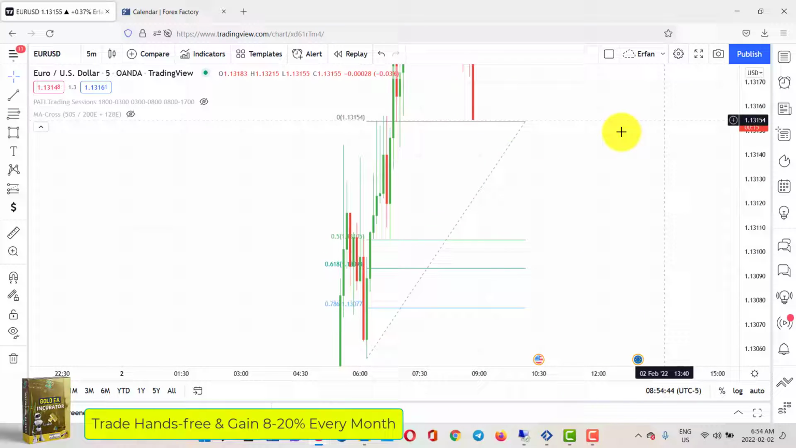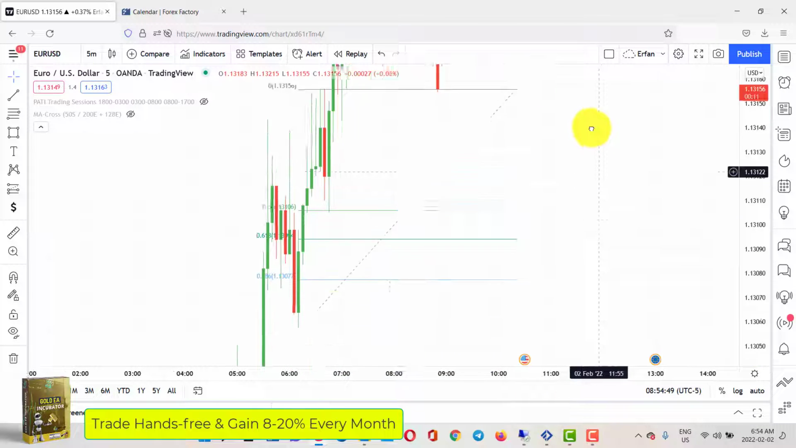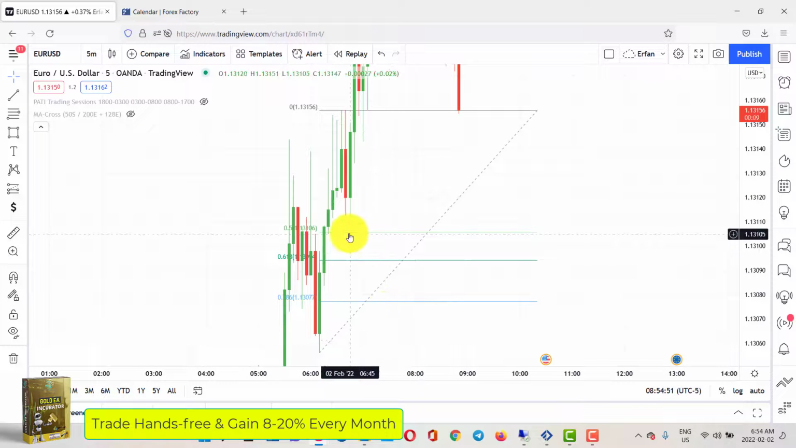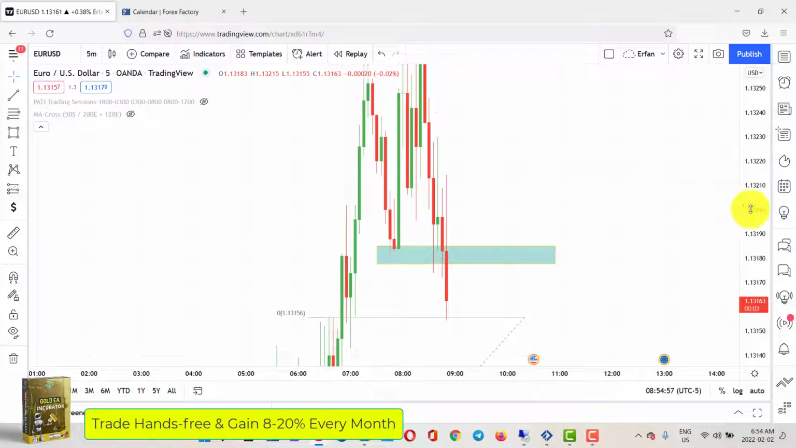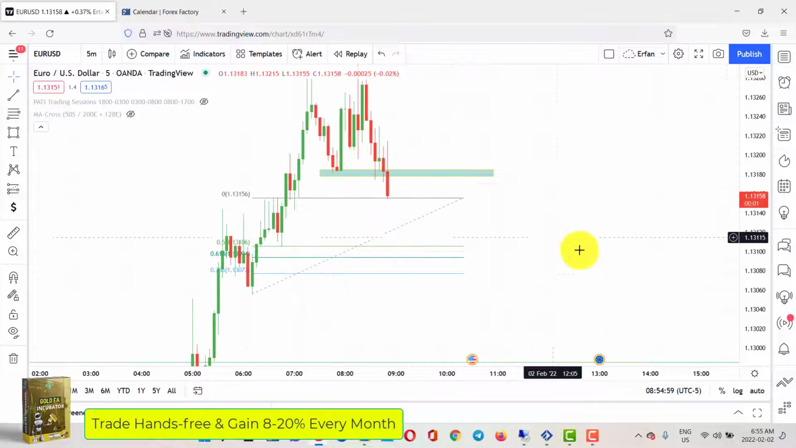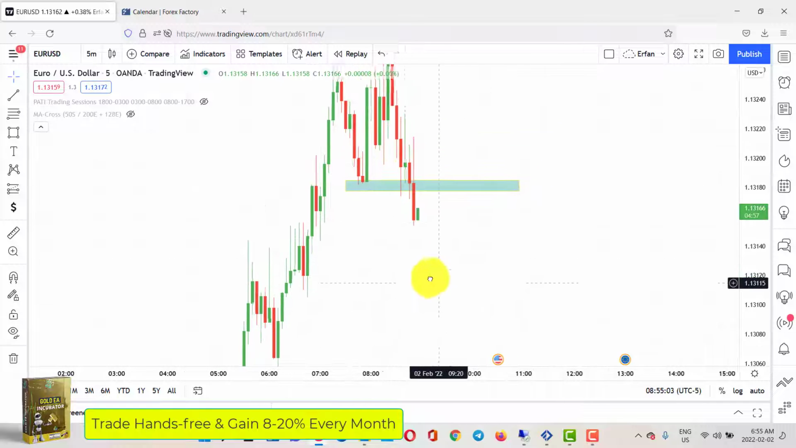Look at this, guys. The Fibonacci even worked here. Look at this. It tapped into 50%, rejected towards upside, and then shot up. Fibonacci works if you use it properly, and if you know which zones are more accurate.